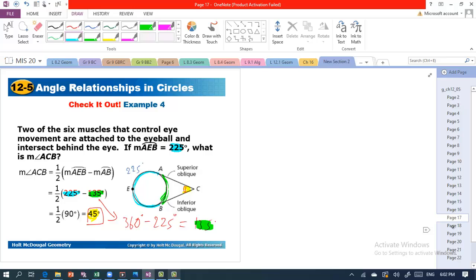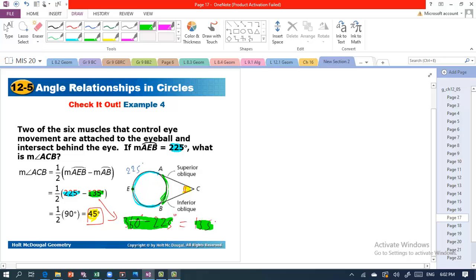Now, clearly we can see that it is intercepting only a big and a small arc. We can subtract 360 minus. Now, to find the small arc, you can see here, guys, it's not given, but easy, we can subtract it from the 360 because we have the other one, AEB, the major arc 225 given. So 360 minus 225 is the small arc AB.